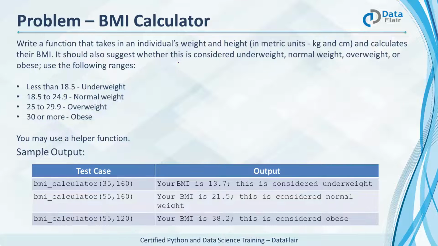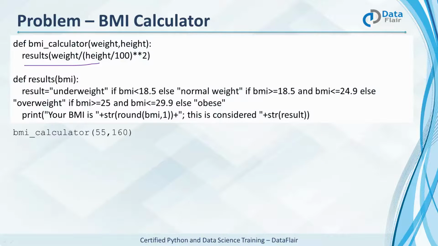Write two functions implementing a BMI calculator. Use the given range to declare a person underweight, of normal weight, overweight, or even obese. In this function, make a call to the results function with this expression's value. This is the BMI. In results, use nested ternary operators to categorize the resulting BMI into one of the ranges and then a print statement.